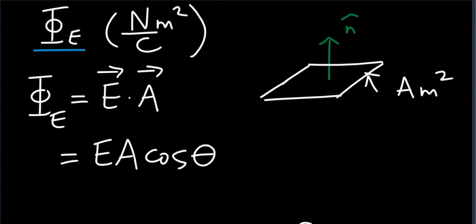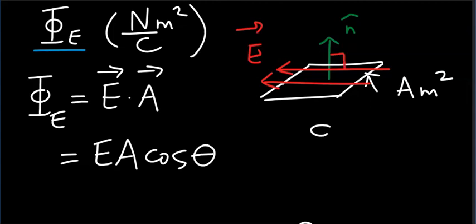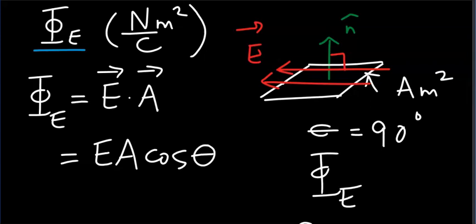The second case is when the electric field is going like that. It lies on the plane of that surface and therefore makes a 90-degree angle with respect to the area vector. In this case, since theta is 90 degrees, we say the electric flux due to this electric field through that area is identically 0.